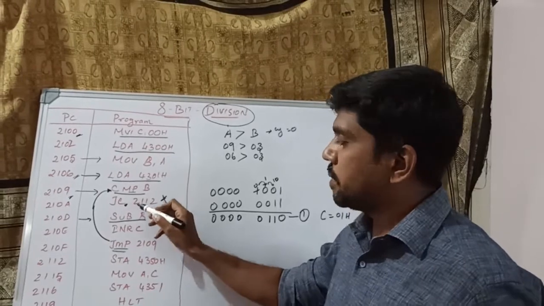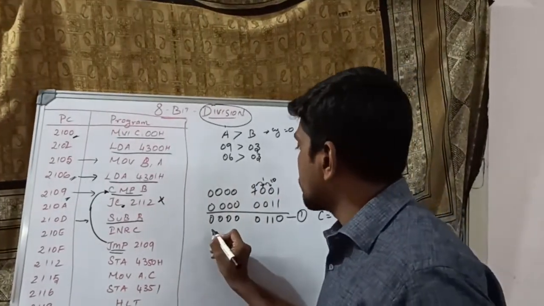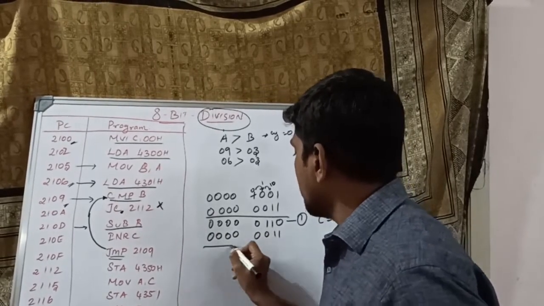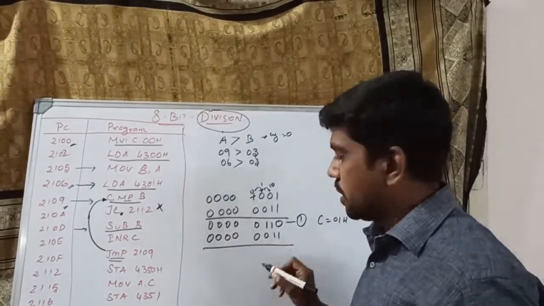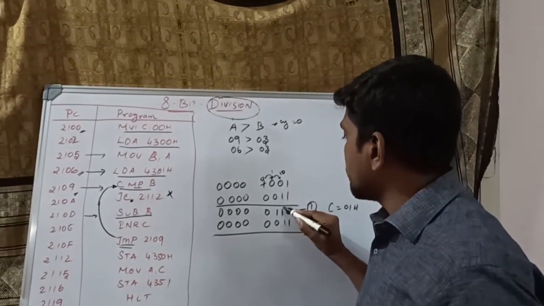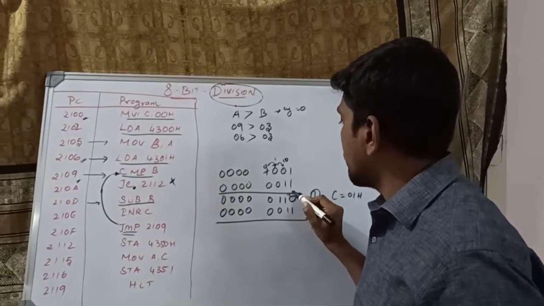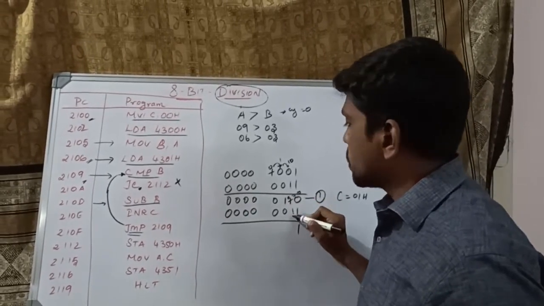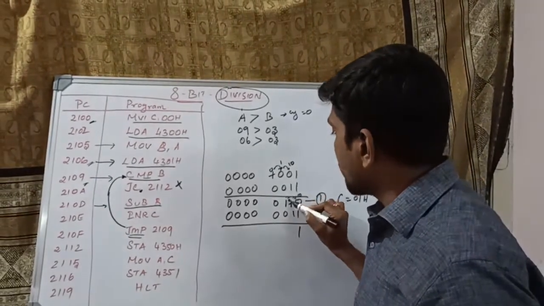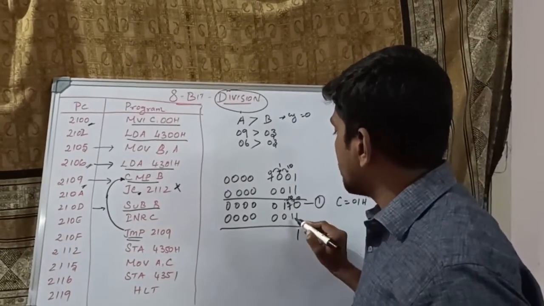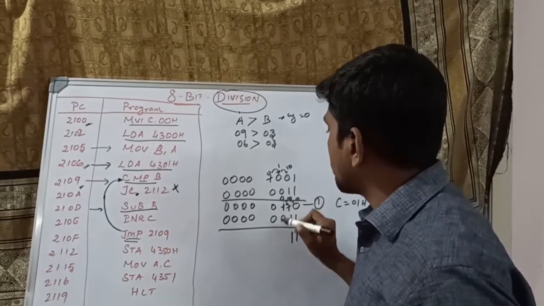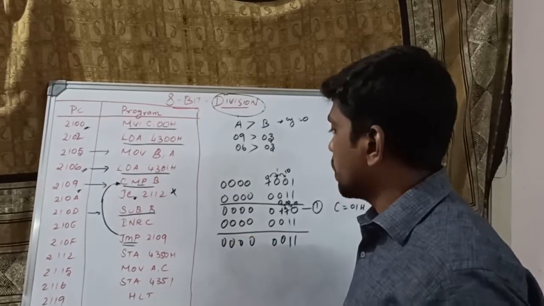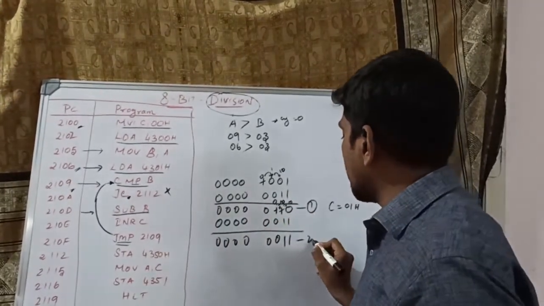So subtract the B value from the A value. The B value is 03. Then you subtract the A and B values. So 0 minus 1, no possibility of subtraction. You get the borrow from the nearest bit, 10. 10 minus 1 is 1. So here 0. Again there is no possibility of subtraction, so borrow from the nearest bit. Now this value is 10. 10 minus 1 is 1. So it goes to 0. So 0, 0, 0, 0, 0, 0. After subtraction, the second iteration is over.